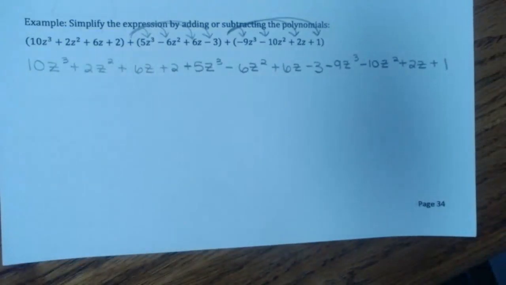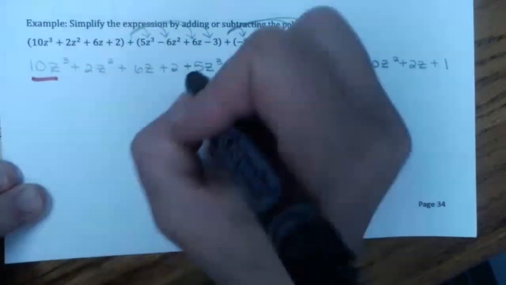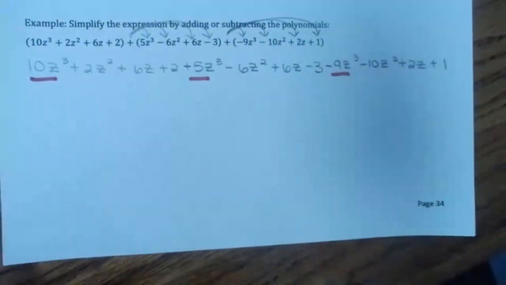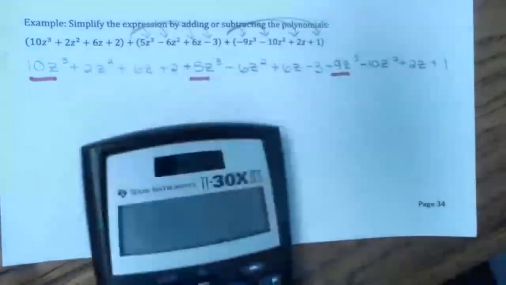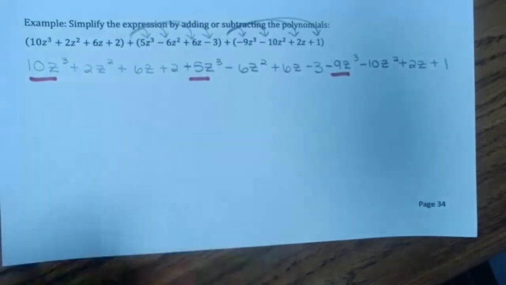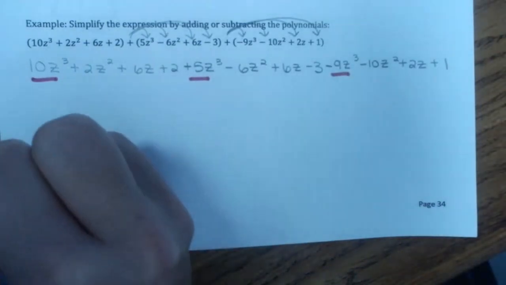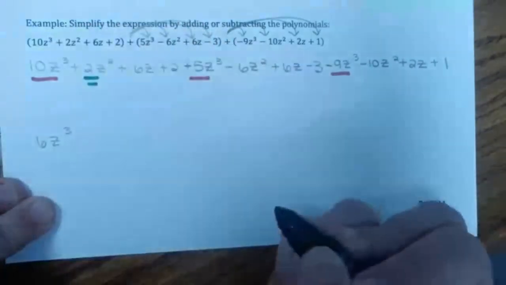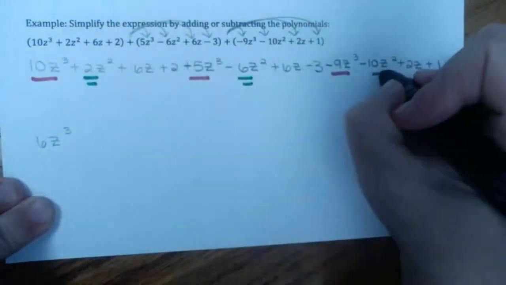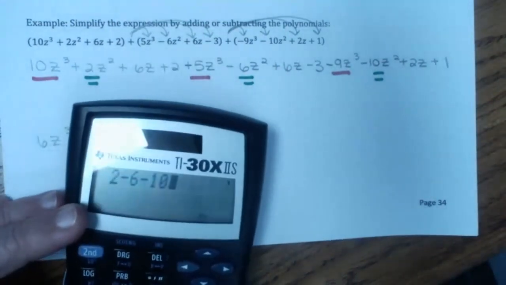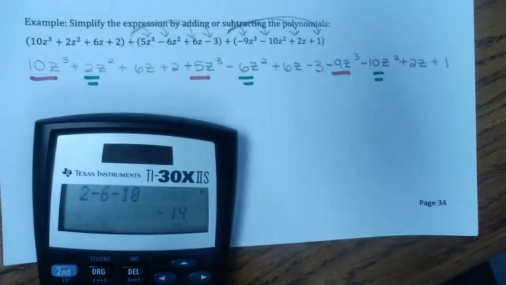Next, let's combine some like terms. So we have 10z cubed plus 5z cubed minus 9z cubed. So we have 10 plus 5 minus 9, which would give us positive 6. So 6z cubed. Next we have 2z squared minus 6z squared minus 10z squared. So we have 2 minus 6 minus 10, and that will give us negative 14z squared.